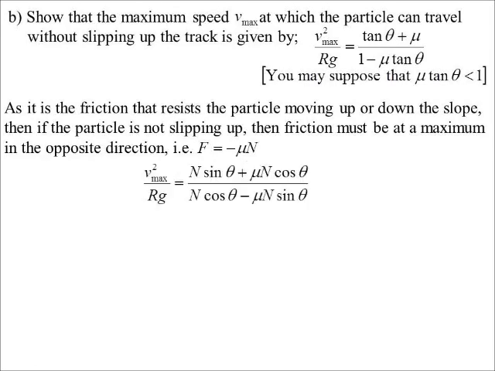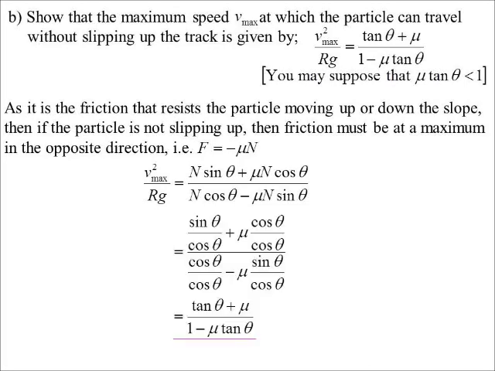I can substitute that into what we just found then. So v squared max on rg will now be n sine theta plus mu n cos theta on n cos theta minus mu n sine theta. Well, the n's are going to cancel. I want tan, so if I divide everything by cos, we'll get the expression that they're looking for. Okay.